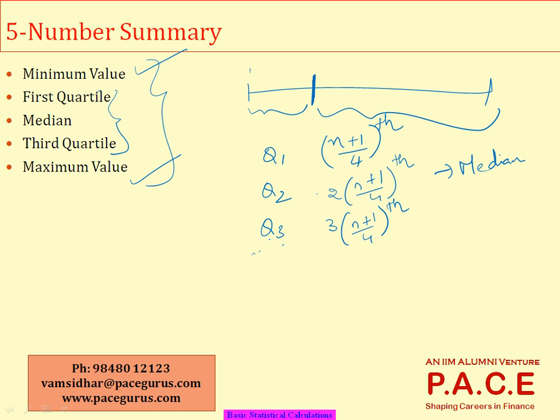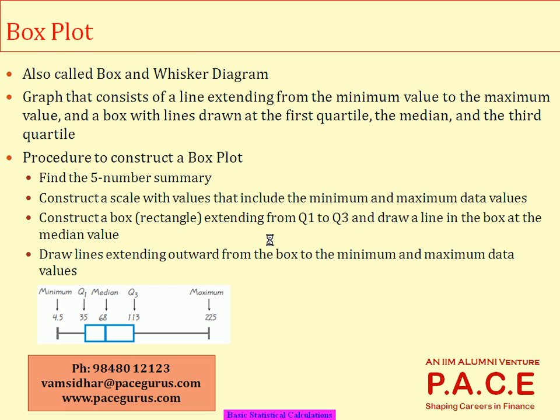Once we find Q1, Q2 and Q3, and we know the minimum and maximum value, these are the five things that summarize the data, with respect to outliers, as we'll see. These five values are typically used to construct what is called a box plot. The box plot looks something like this, wherein these five numbers are plotted: minimum, Q1, Q2, Q3 and the maximum.